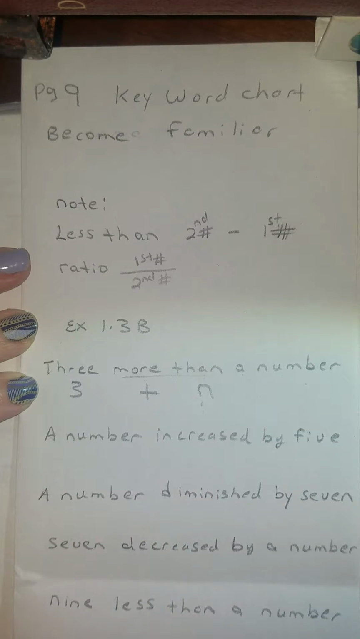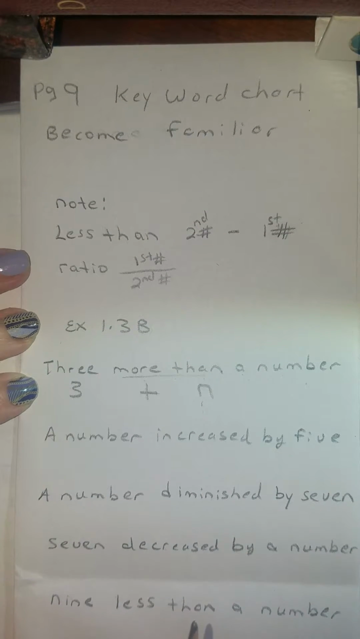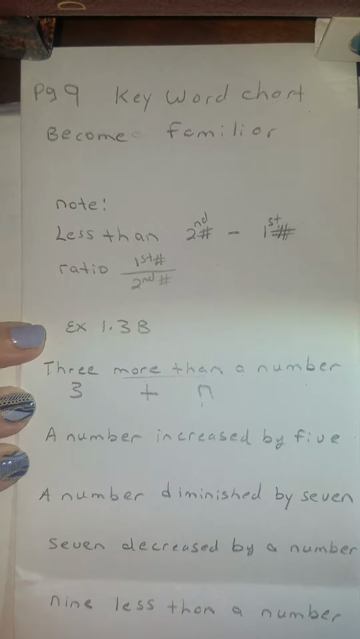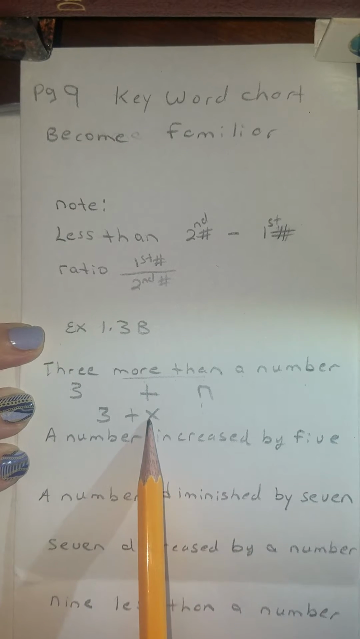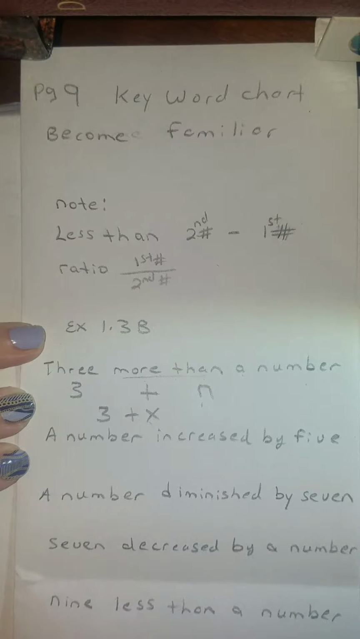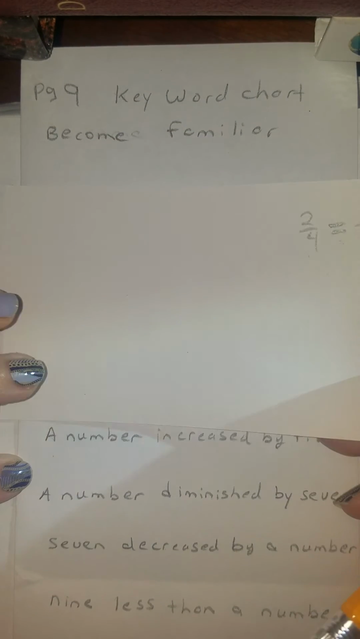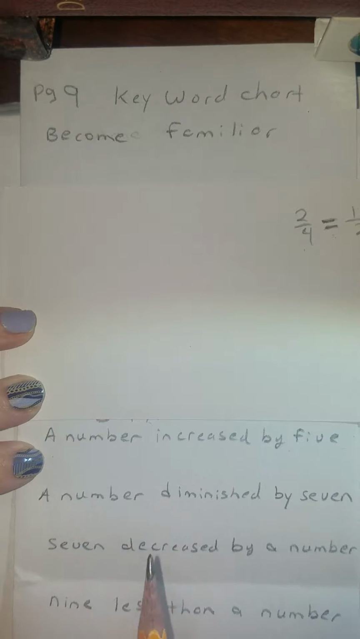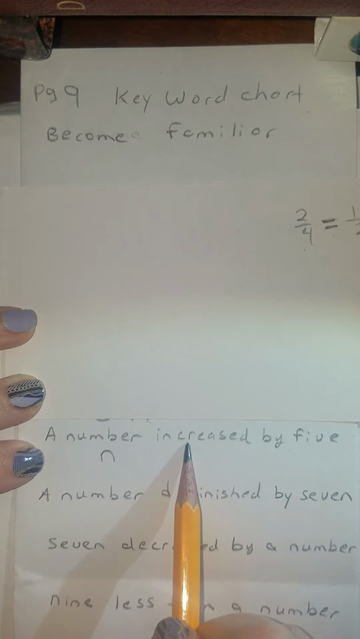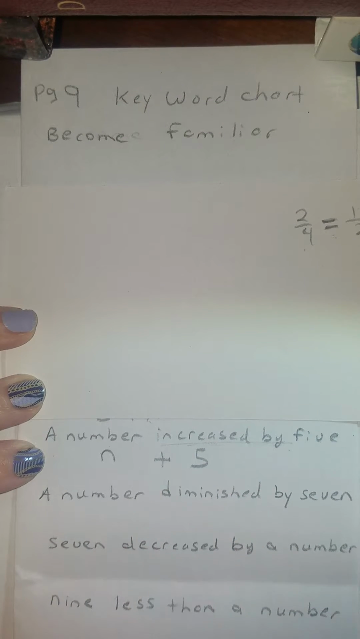But in some basic translations like this, for the word number, I like to use the letter N. The book will use the letter X, and that's okay too. There's nothing wrong. You could have written 3 plus X. It doesn't really matter what variable you choose. It's just the unknown. Then we have another translation. Let's look at this one. It says a number increased by 5. So a number increased by indicates addition. By what? By 5. So your algebraic expression would be n plus 5.